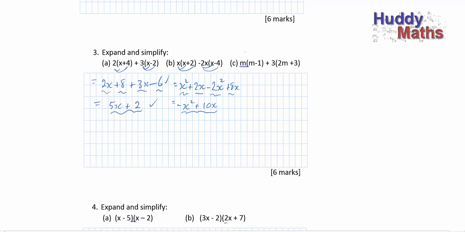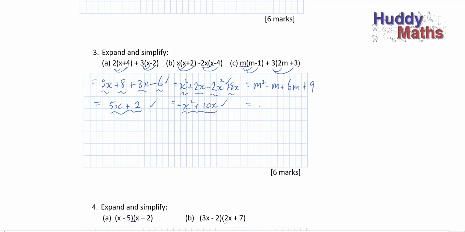Okay. Alright, so again, 1 for the first line and 1 for collecting the terms. This one now, let's have a go. m by m is m squared. m by negative 1 is negative m. And then plus 3 by 2m is 6m, plus 3 by 3 is 9.